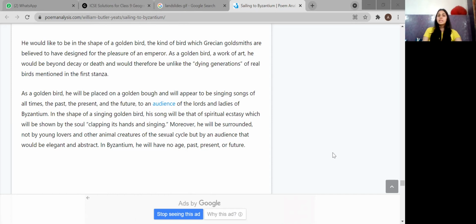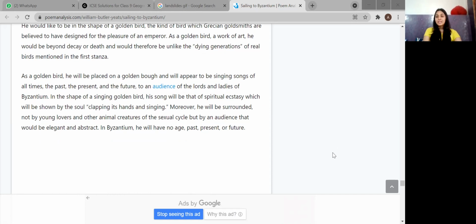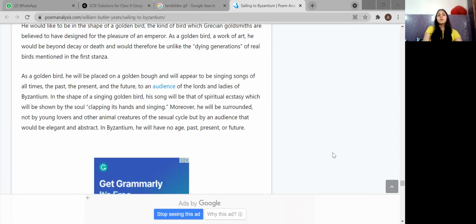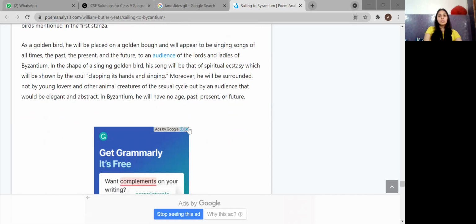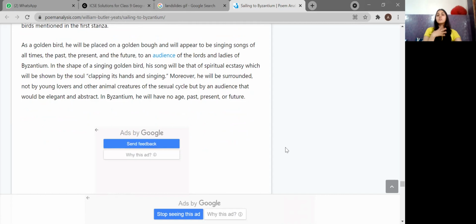As a golden bird, he will be placed on the golden bough and will appear to be singing songs of all times. So he'll be in the past, in the present, and in the future, singing to an audience of lords and ladies. So to the highest audience he'll be there, right? The audience of Byzantium. Now, in the shape of a singing golden bird, his song will be a spiritual one. So he does not want the music of this world with physical and sensual words in it. He wants spiritual music, which will be shown by the soul clapping its hands and singing.